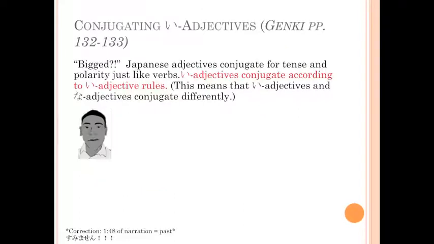Japanese adjectives conjugate for tense and polarity, just like verbs. Na-adjectives conjugate according to na-adjective rules. What this means for you is that you'll have to memorize two methods of adjective conjugation, the i-adjective rules and the na-adjective rules. Let's begin with the i-adjectives. We'll use omoshiroi, or interesting, as an example.